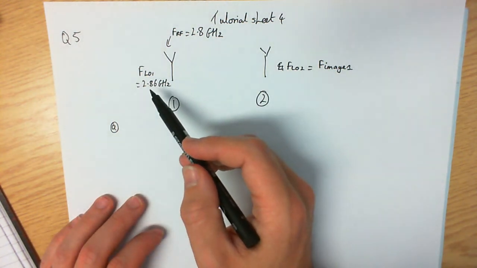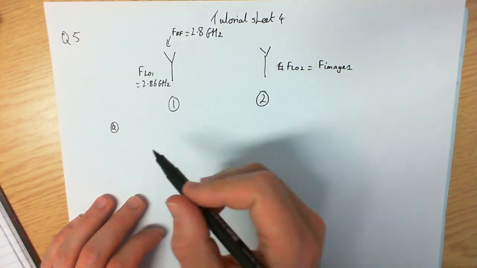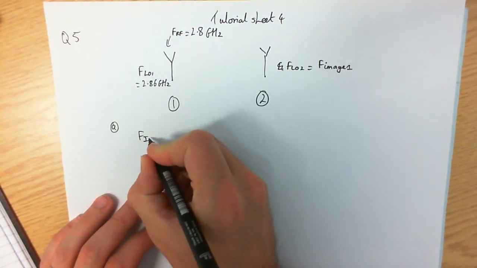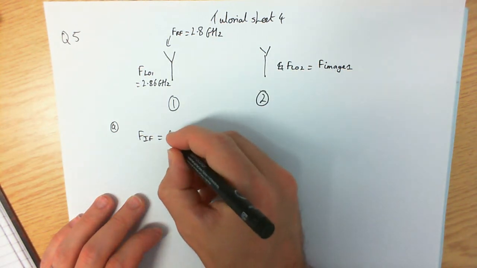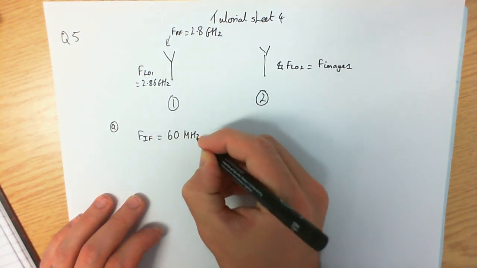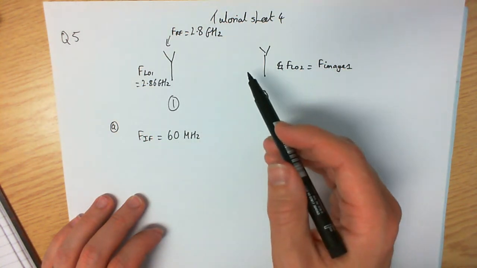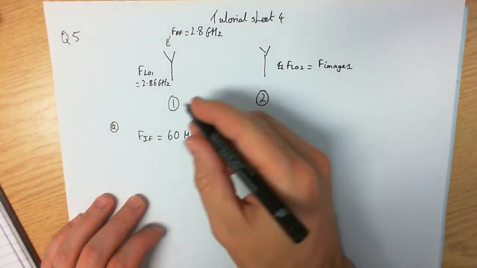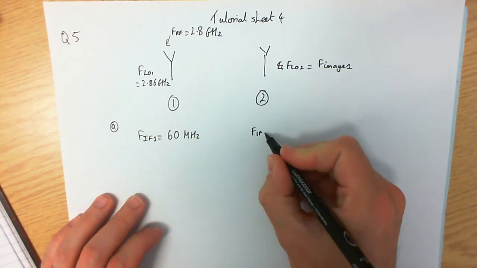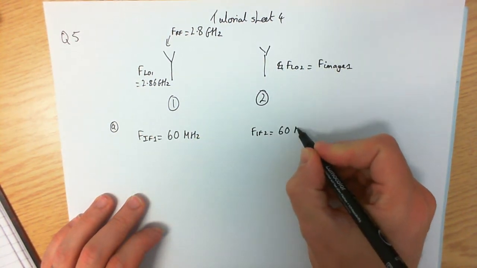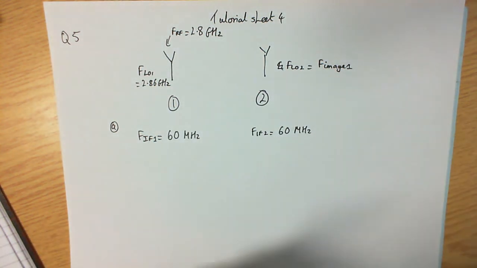So first of all, we need to calculate what is the IF of the first system. So we have a local oscillator of 2.86 and an RF frequency of 2.8. So IF is equal to the difference between these two, which is 60 megahertz. And because both systems are identical, the IF for both of these are exactly the same. It's the same design. So IF1 is equal to IF2, which both equal 60 megahertz, because they are identical receivers.